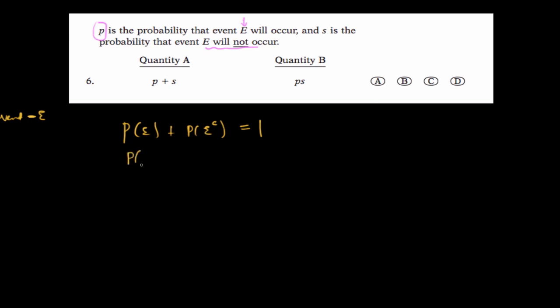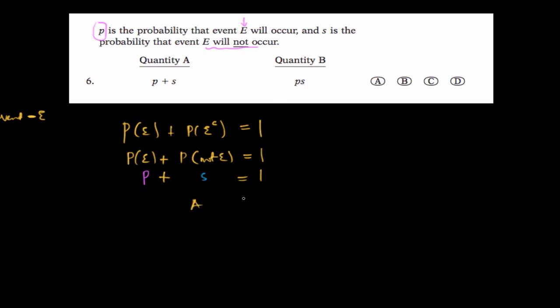So what I wrote here is the probability of E plus the probability of not E should be 1. And from the question here, we are told that the probability that E would occur is represented by P. So this is P plus, and the probability that it will not occur is represented by S. So P plus S gives us 1. So that is what we know. Since we know this, I've been able to determine the relationship between P and S. So let me now find quantity A and quantity B.